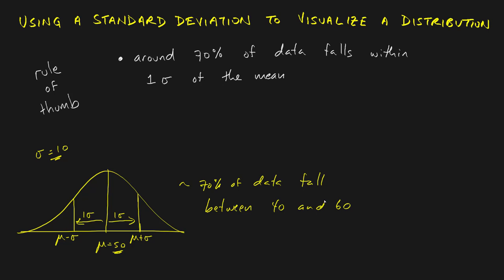Now the real power of this is you don't have to draw it to be able to say that. The rule of thumb takes care of this for you. If you know that you have a distribution with a mean of 50 and a standard deviation of 10, you can say with some certainty that most of your data, a little bit more than 2/3, should fall within one standard deviation of the mean.